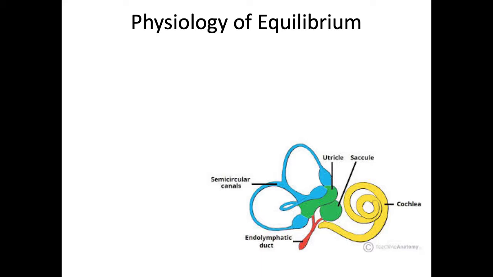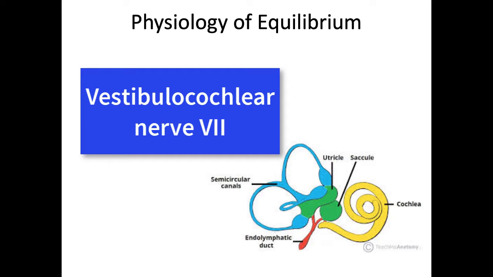Everybody, welcome back. Today we're going to be talking about the physiology of equilibrium. And in order to do that, we have to talk about the inner ear. So remember, the inner ear is a shared space where hearing and equilibrium receptors are housed. These receptors are going to send information to the brain on cranial nerve number 8, the vestibulocochlear nerve.